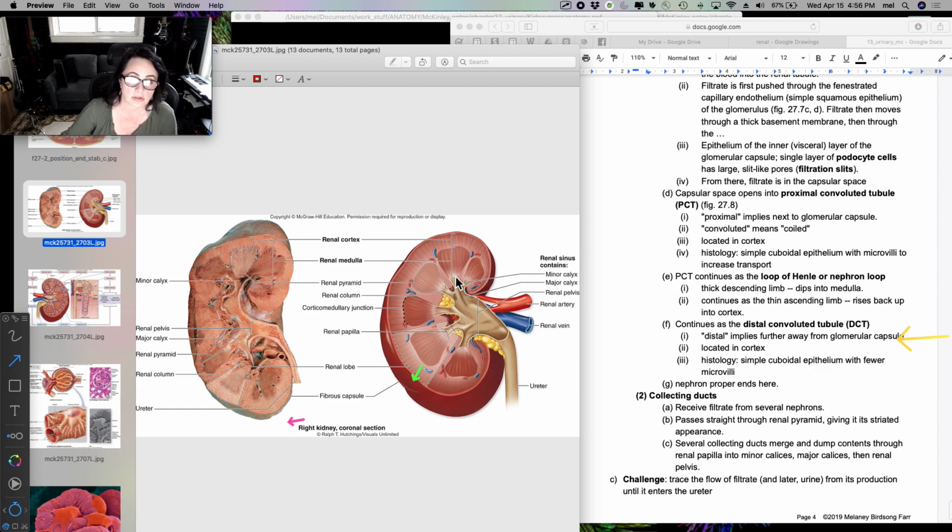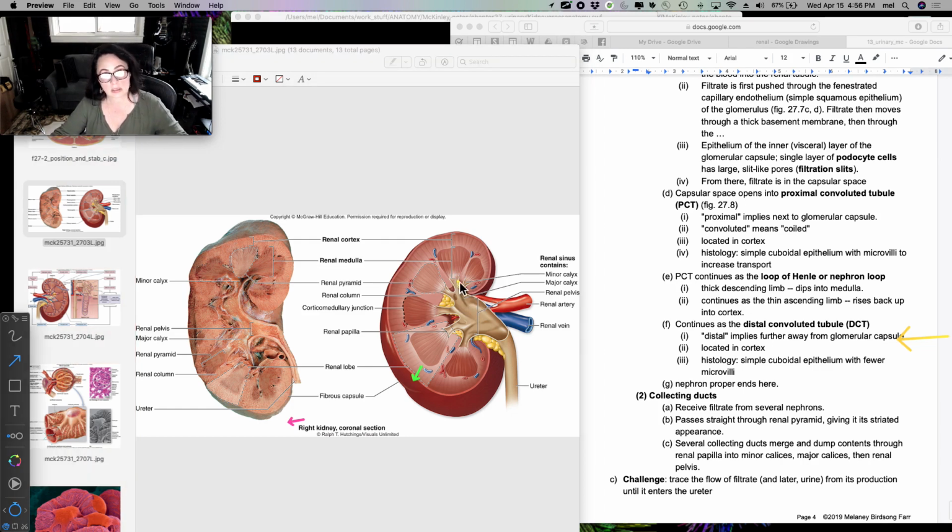So the collecting ducts are going to go through the renal pyramids. They give them that kind of striated appearance, and all of the collecting ducts are going to merge, and they're going to dump the urine and that urea that I took out of the bloodstream from the renal papilla, right?